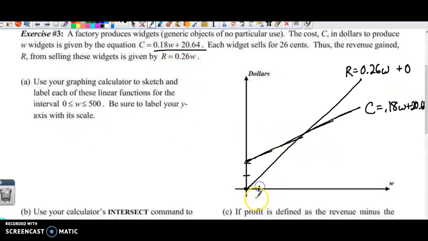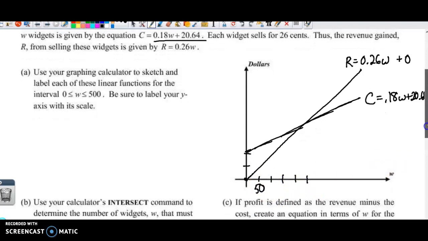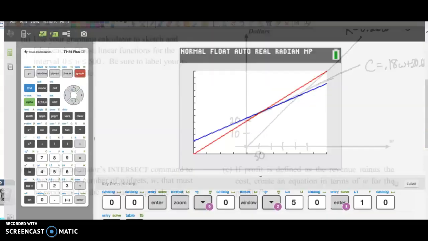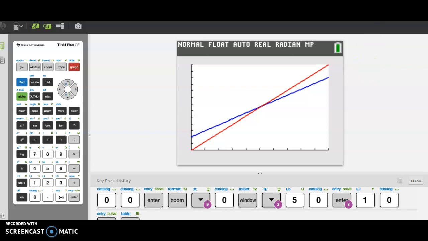Yeah, and on my x-axis, my W-axis, I counted by 50s. I don't remember exactly where they intersect. But then over here I count them by tens. Alright, for the sake of time, I'm going to skip through that. You can make a better graph based off of your graphing calculator or what I have drawn.